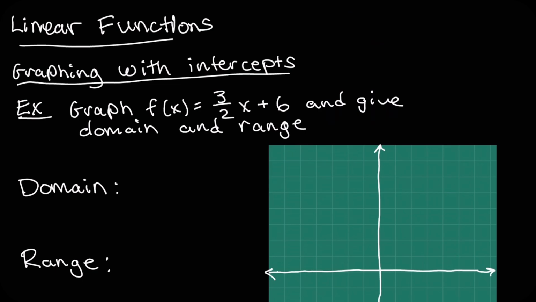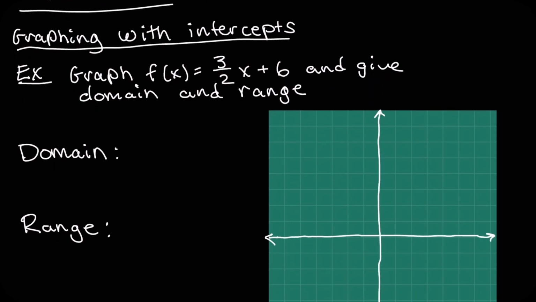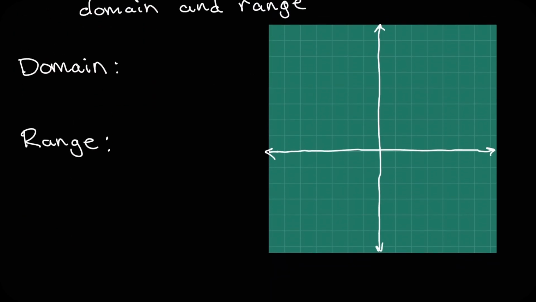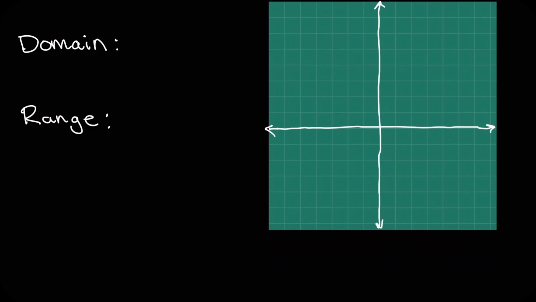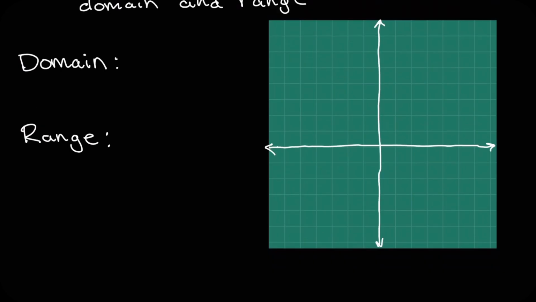Linear functions. So let's look at graphing with some intercepts. We want to graph f of x is equal to 3/2 x plus 6 and give our domain and range. So let's go ahead and see what we can do here. First, we want to figure out what some points are going to be on our graph. So the first thing we can do in order to figure out what our x-intercept is going to be is set y equal to 0 and solve for x in our equation.